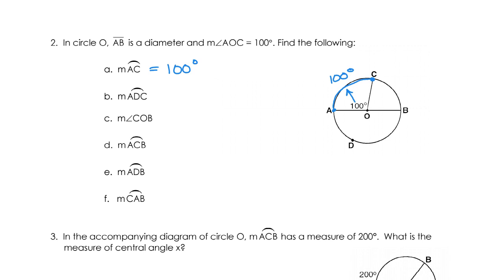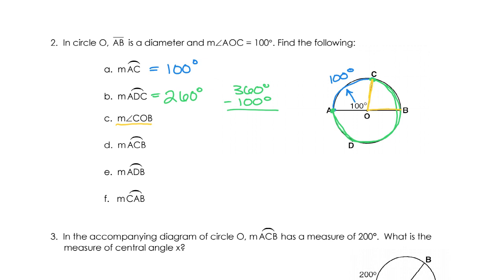Next one up, arc A to D to C. So trace over your letters visually before you trace over them with your pen. You want to go from A, pick up D, travel around the circle all the way to C. So that would be arc A to D to C, and hopefully you guys can see that it's the whole other part of the circle except for that 100 degrees. So that's 360 degrees in a circle minus the 100 degrees for the arc you didn't travel, and so that's 260 degrees.